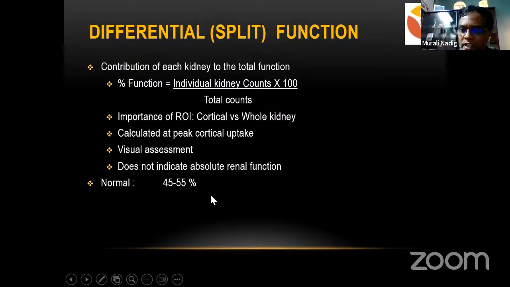So visual assessment, I feel, is much better than computer-derived assessment, because if there is a large intrarenal pelvis and the region of interest is drawn around the ballooned-out pelvis, the counts in that region of interest increase and the function of the kidney gets overestimated.